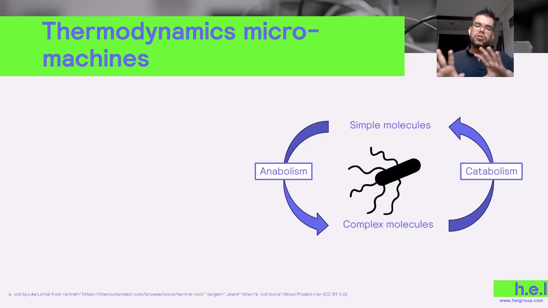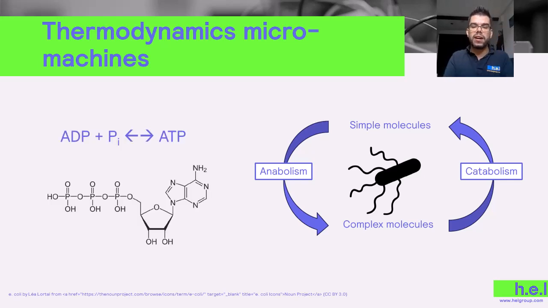So we have two types of chemical reactions. One of them is anabolic, if we generate complex molecules, and catabolic if we break down these complex molecules. But in all this exchange of energy, the cells are very good at using a molecule known as adenosine triphosphate as the energy currency inside of the cell.